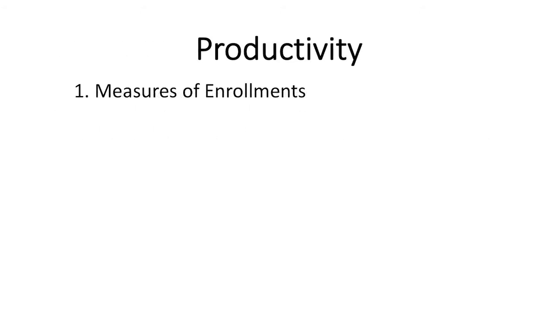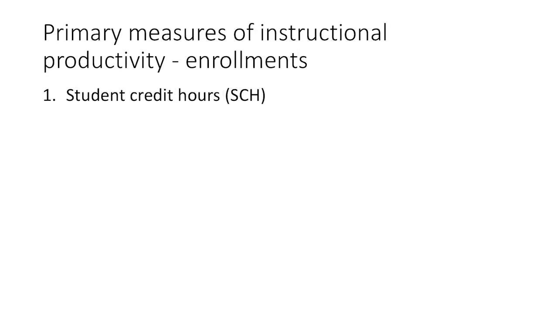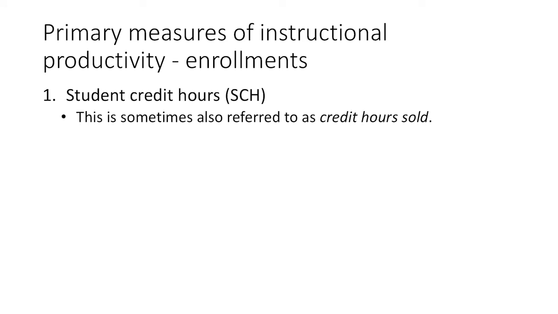To do that, we want to talk first about measures of enrollments. The primary measure of instructional productivity when we talk about enrollments is something called student credit hours, and that's abbreviated SCH. You'll see that all over the place. They are often also called credit hours sold.